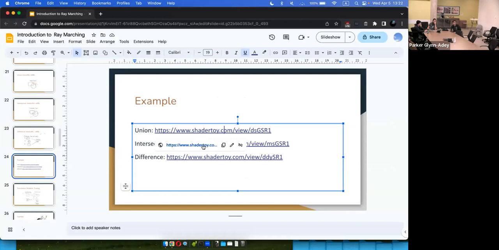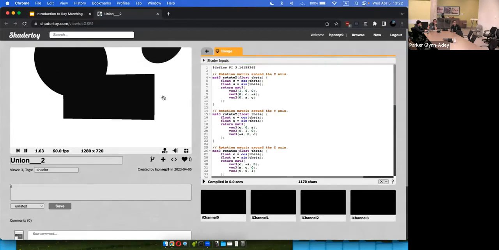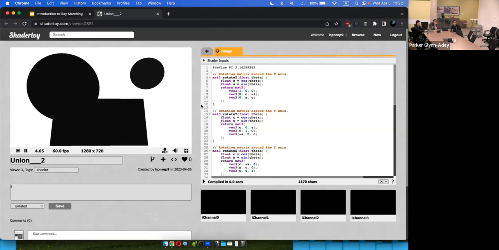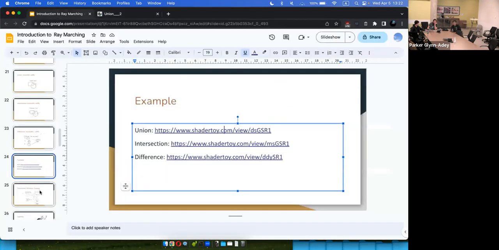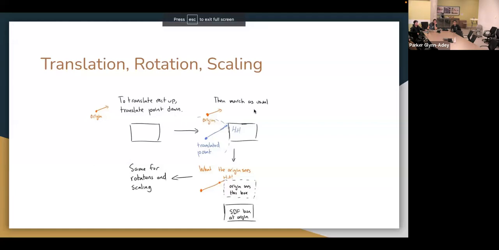Cool. Now one thing you might have noticed in our examples is that these aren't at the origin, but for our SDFs, we assumed that they were at the origin. The way that we translate them is by translating the point by the inverse and then evaluating our SDF. For example, if you want to move this box up, then you would move the point you evaluate at down.